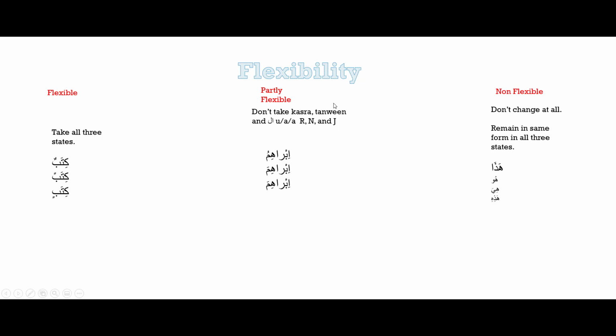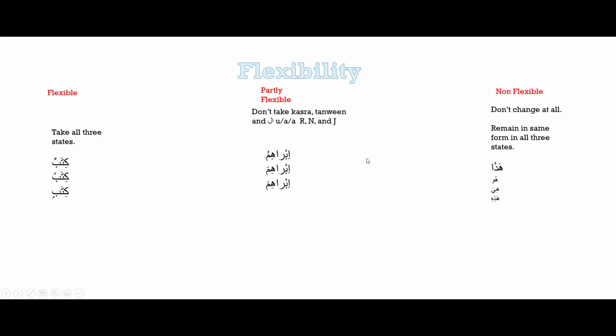So there are three different kinds of ism depending on the flexibility. What is flexibility? Flexibility is the ability of the ism to change the ending signs. If they are able to change all three signs, they are called flexible or mu'arrab. If they are fixed, they are called non-flexible or mabni. And in the middle, there are some isms that are called partly flexible. The Arabic term for partly flexible isms is mamnu min as-sarf, or diptote. Please do write down those terms. I haven't written them in Arabic here.